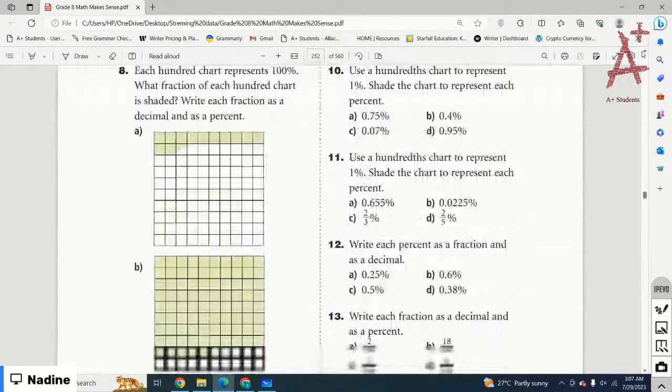Okay, let's just look at question number 11. Use a hundreds chart to represent 1%. Shade the chart to represent each percent, that is 0.655. Got it? That means when you multiply 0.655 by 100, it is 65.5%. Got it? So 65.5 means you have 65 complete squares and the half one. 0.5 is always the half. So the next one you have to color half.